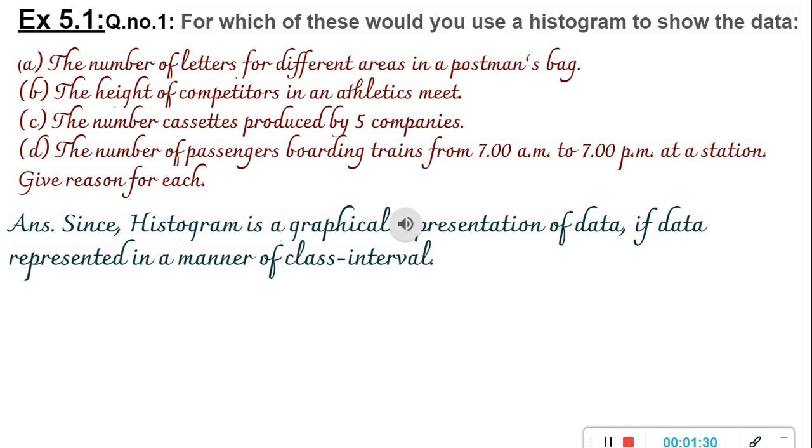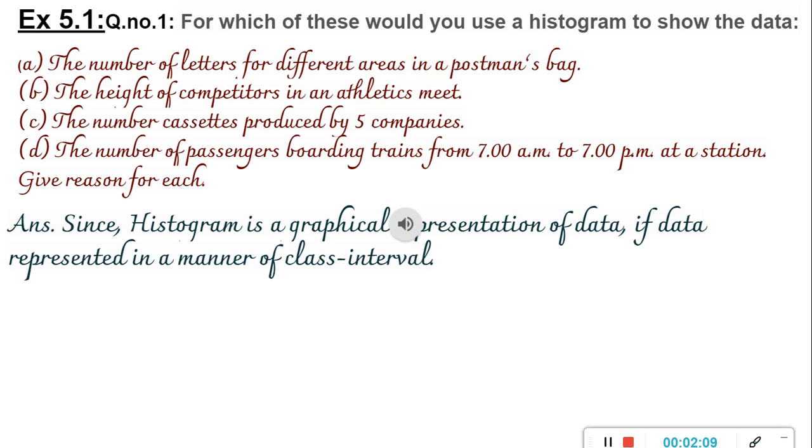Now, what is the second statement? Second one is height of competitors can be divided into intervals, isn't it? Height of competitors of an athletic meet. So, we can use histogram here. For example, the height in centimeter 150 to 160, number of competitors 10 are there. Maybe 160 to 170, 12 are there. 170 to 180, 8 are there. 180 to 190, 2 are there. So, in this case, we can use a histogram, right?